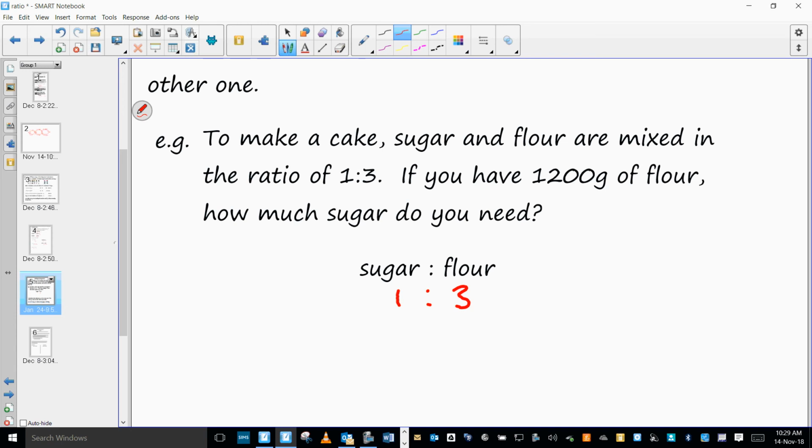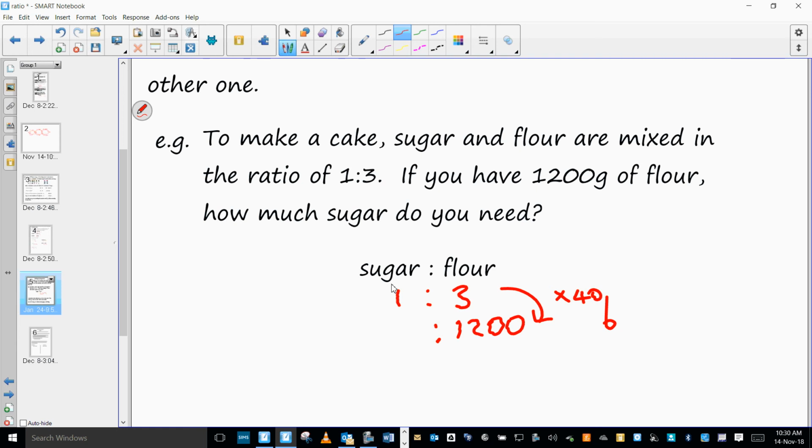So if I have 1200 grams of flour, I'm going to change this side to now say 1200. So it has to be 1200 divided by 3. How did I get from 3 to 1200? Multiply by 400. So you would multiply that by 400.